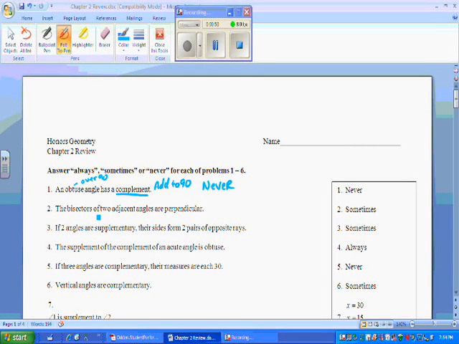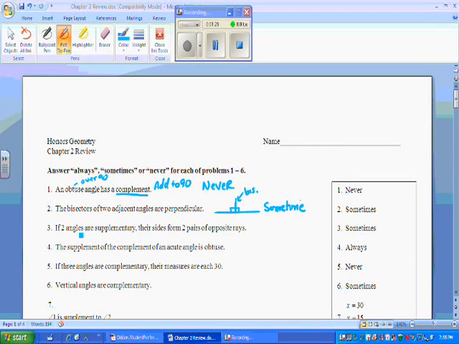Number 2, the bisector of two adjacent angles are perpendicular. Well, if you think about it, if you have two adjacent angles, the only time that a bisector bisects to be perpendicular would look like this picture. This is 1 out of 1,000,000 times that this happens. So this answer ends up being sometimes, because one time this can happen, where this is the bisector and these two angles are adjacent.